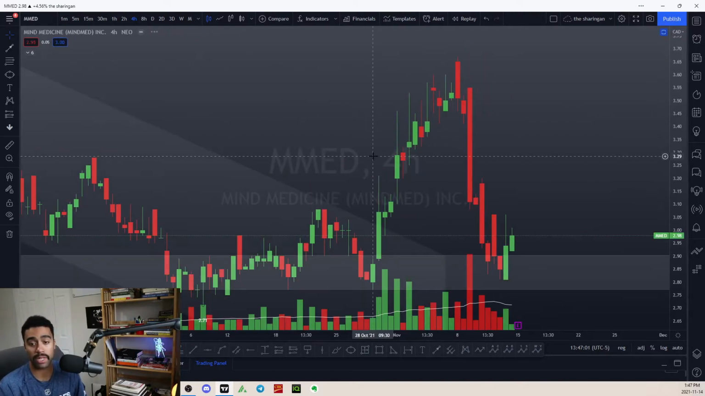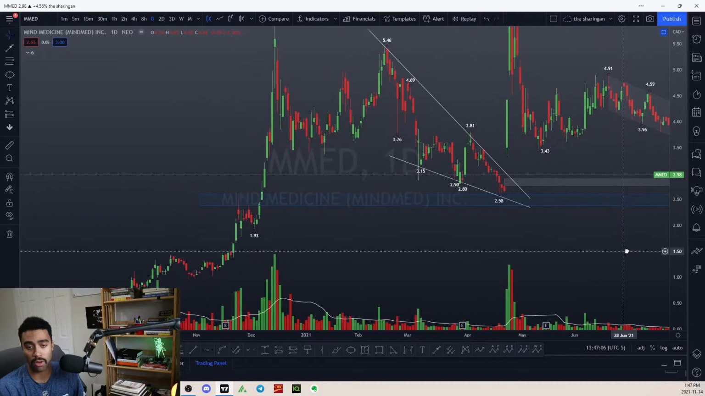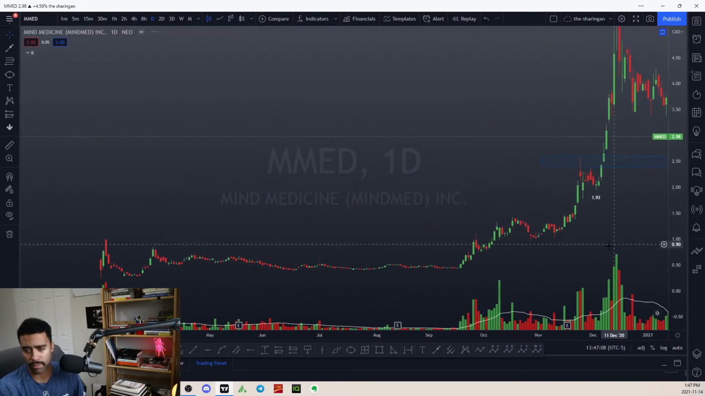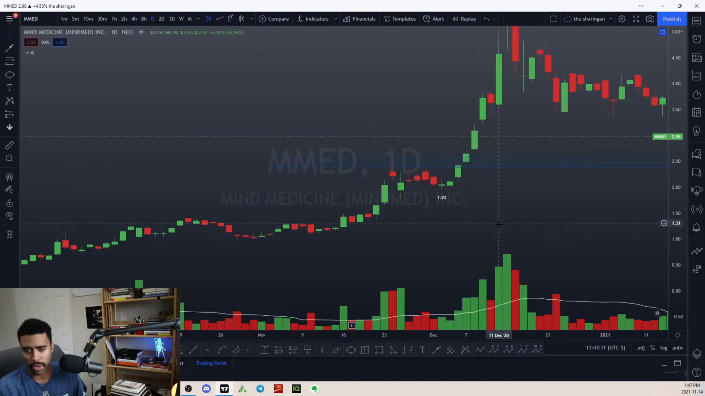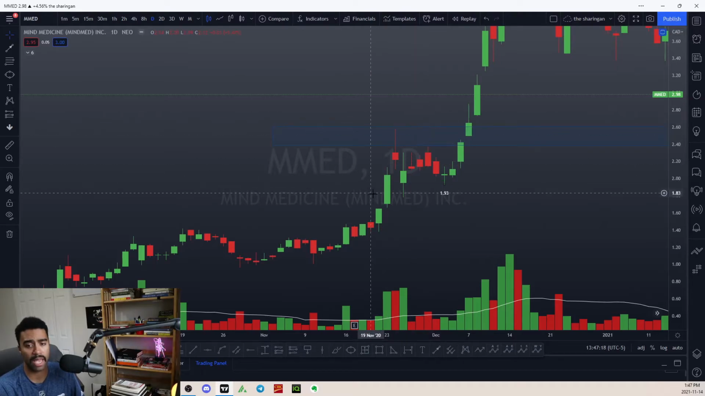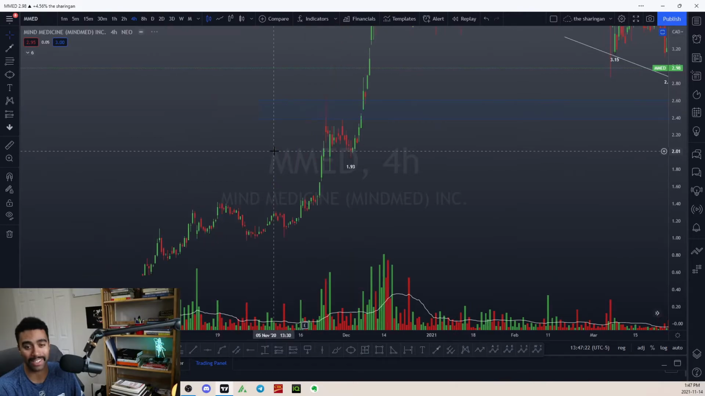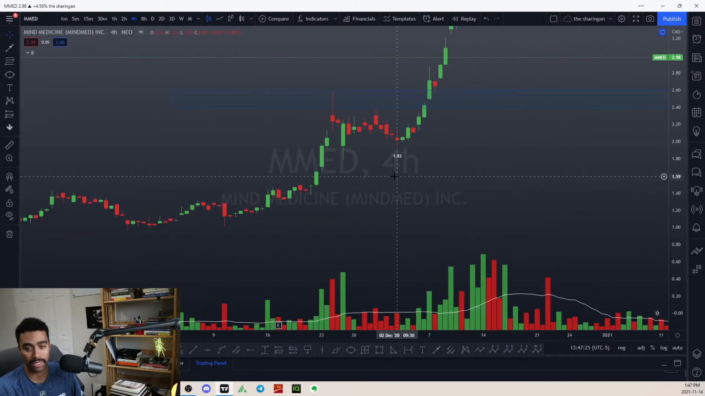Let's look at another one here on MMED. We're looking at the daily time frame. We're going to go all the way back here. So this bull flag was back in November 2020. I remember playing this one because, again, we have the big rush in volume, and then we create this pennant, almost flag pattern. Super clutch to identify, right? It's super easy to identify this stuff.